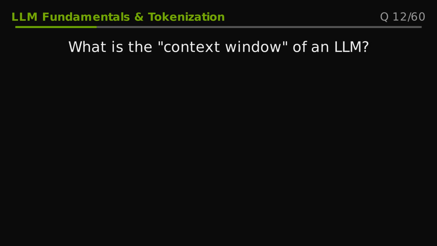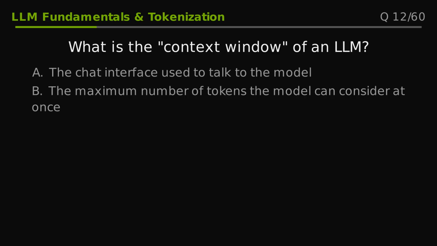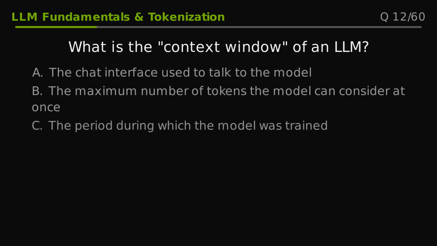What is the context window of an LLM? Option A. The chat interface used to talk to the model. Option B. The maximum number of tokens the model can consider at once. Option C. The period during which the model was trained. Option D. The number of tokens used at inference.